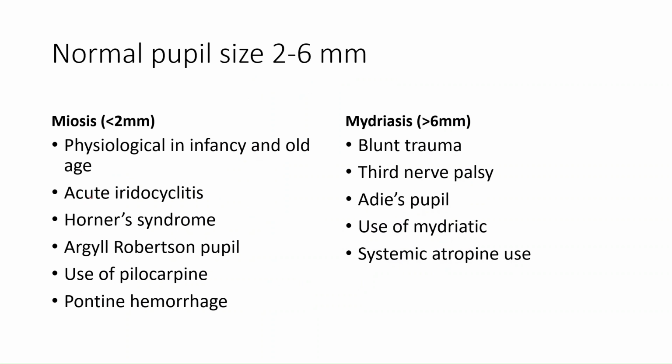What are the causes of miosis? Physiological cause in very small babies and aged individuals. Acute iridocyclitis, Horner syndrome, Argyll-Robertson pupil, use of miotics, and pontine hemorrhage. Causes of mydriasis: blunt trauma causing sphincter tears, third nerve palsy, Adie's pupil, use of mydriatics and atropine.